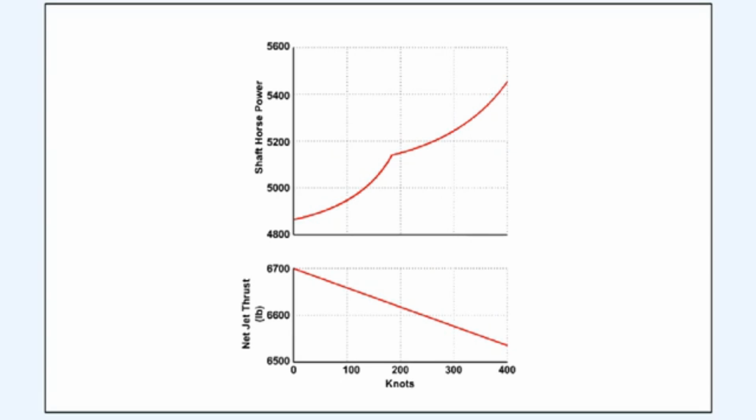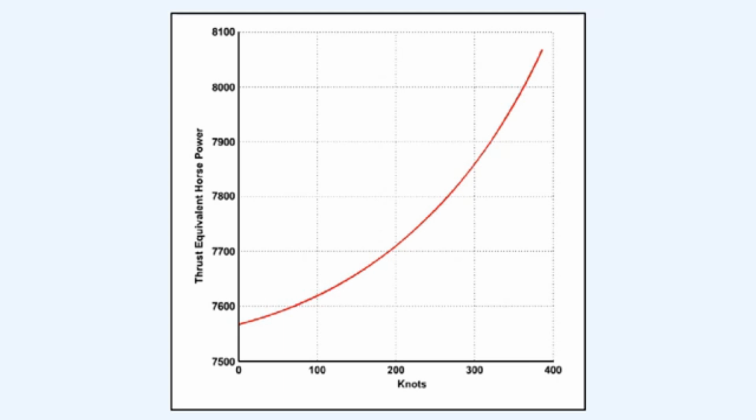These graphs illustrate that as airspeed increases, the ram effect into the intake of a turboprop engine causes its shaft horsepower to increase, while its net jet thrust decreases. The overall effect on the thrust equivalent horsepower of these two changes is shown in this graph. This concludes the lesson on engine performance.